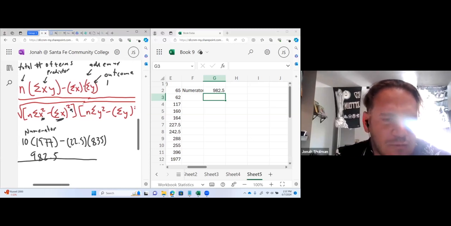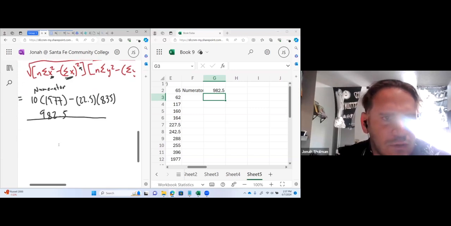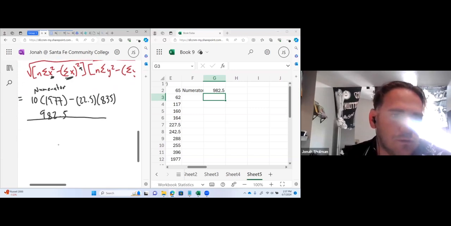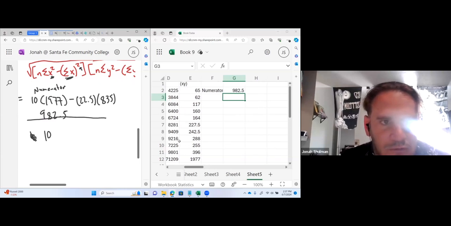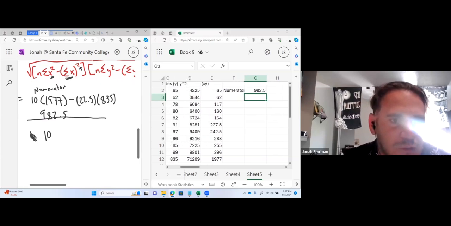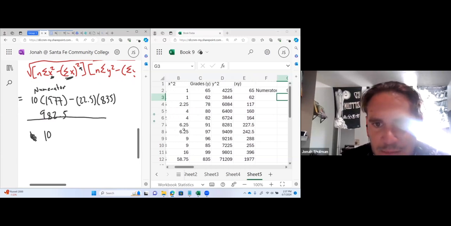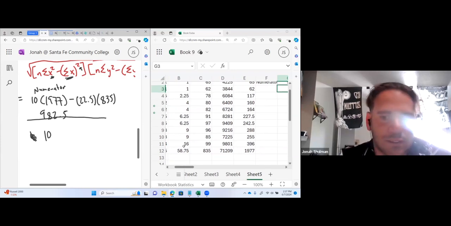We can do it any way we like, but I can write them here first if we want to. So the denominator is the square root. I'll wait on square rooting it first. I'll just do it. So it's 10 times all of our x squareds together, right? We did all of our x squareds first, and then we added them, which is right here. So 58.75.